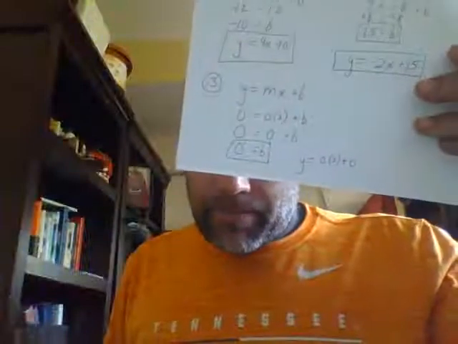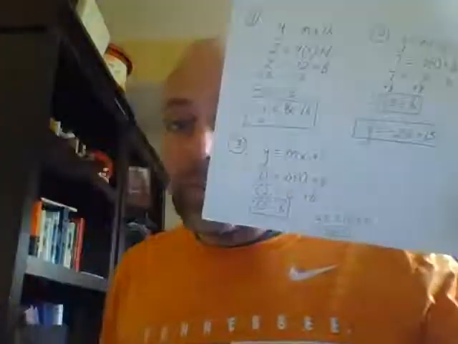Right? So we're going to rewrite this. y equals 0 slope, right? Times 3 plus 0, like that. So 0 times 3 is 0. 0 plus 0 is 0. So y equals 0. Craziness, if you ask me. That's it. That's number 3.